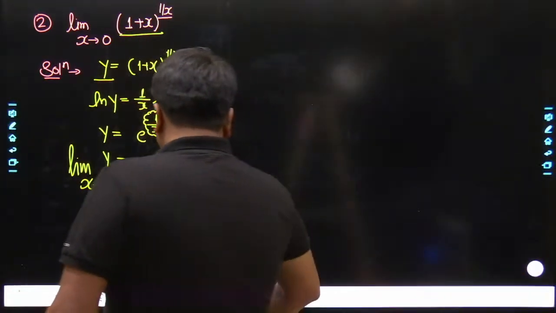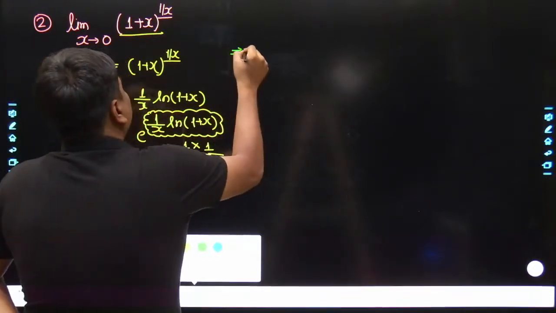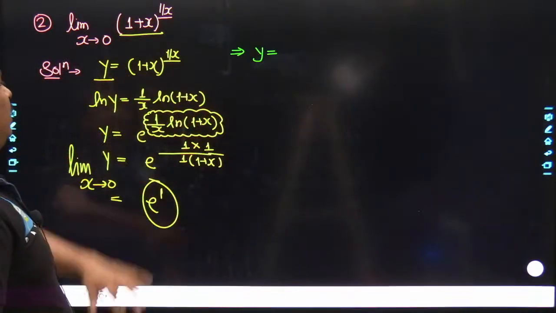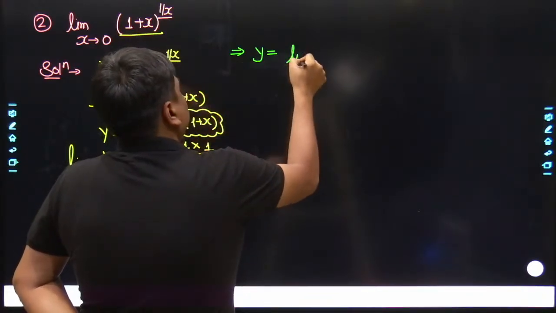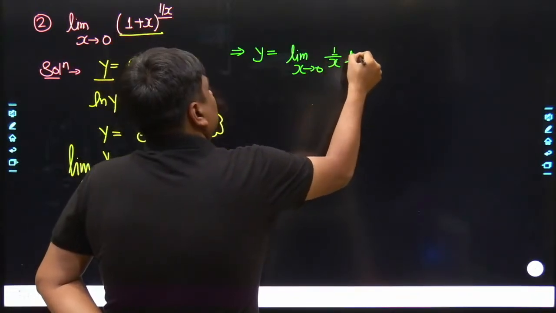There could be a second methodology to solve this problem. Many of the students do use that methodology. What is it? Let's take it as y. And again, after taking the log natural, it is limit x tends to 0 of 1 upon x ln of 1 plus x.